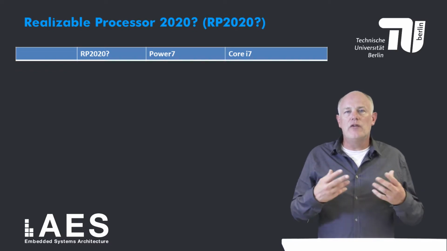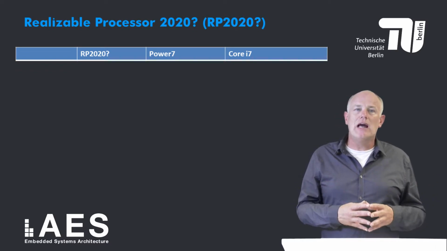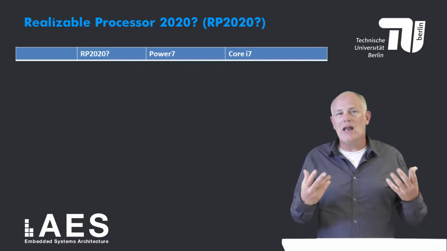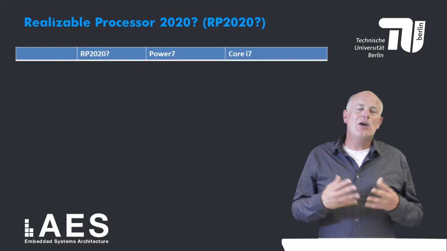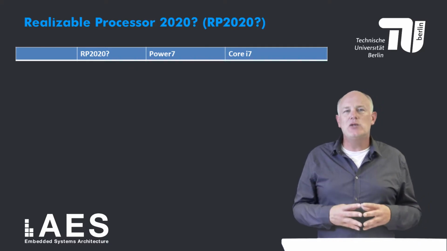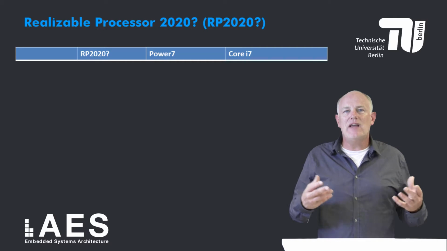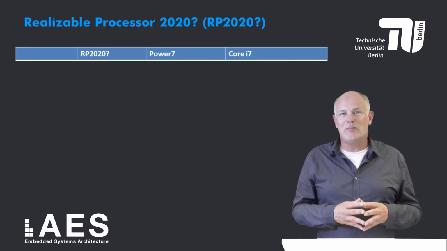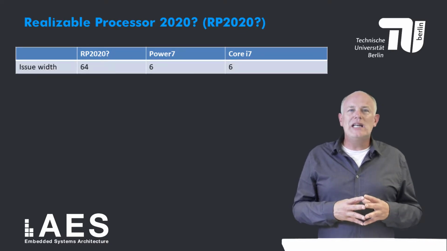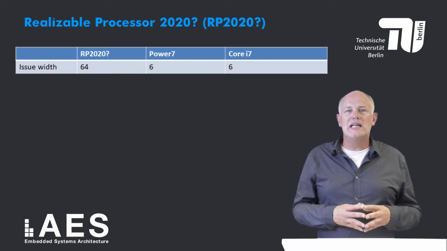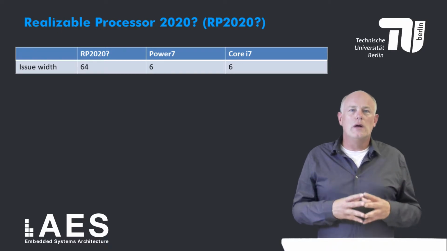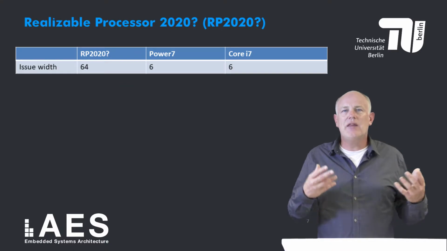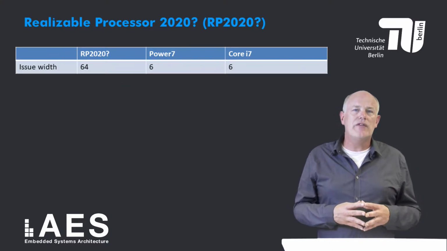Next, I will present results for a processor that might be realized in the near future. I call this processor a realizable processor 2020, or RP 2020, and compare its attributes to those of the Power 7 and Core i7 processors. RP 2020 has an issue width of 64 instructions per cycle with no issue restrictions, meaning that all issued instructions can be of the same type.